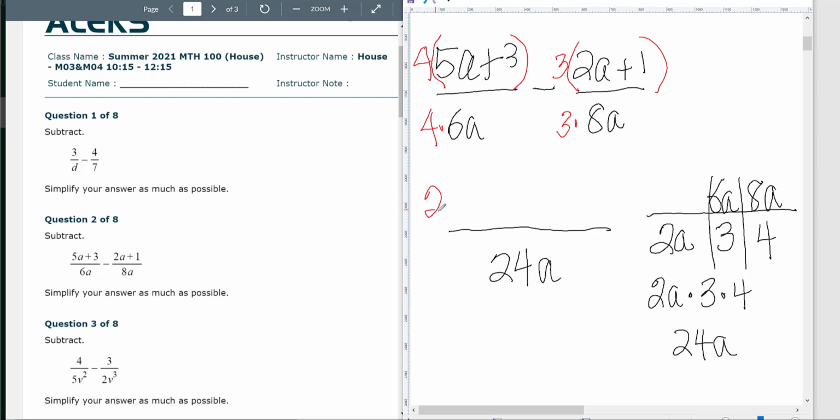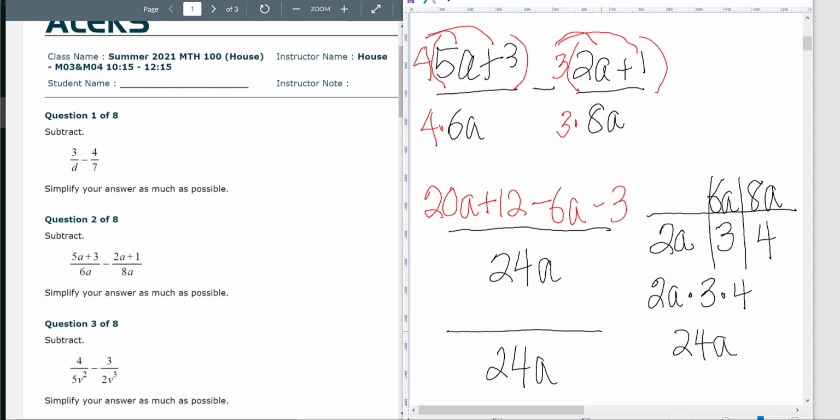So I'm going to have 20a plus 12, that's 4 times 5a and 4 times 3, minus 6a minus 3, because minus 3 times 2a is minus 6a and minus 3 times 1 is minus 3. Now I need to combine my like terms to get my final answer. 20a minus 6a is 14a, and 12 minus 3 is positive 9.